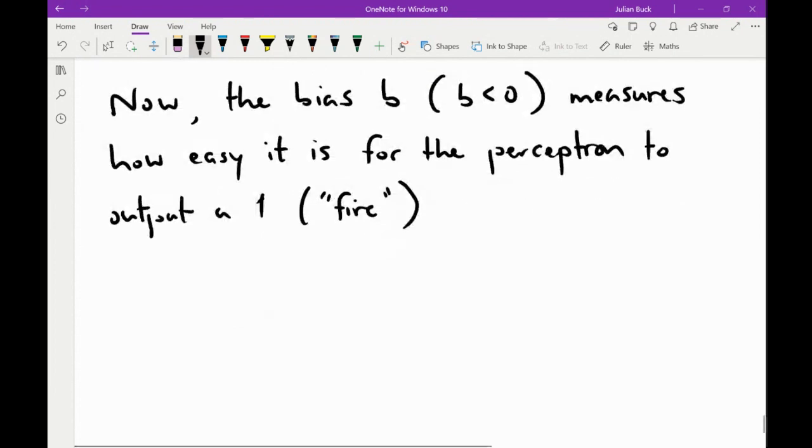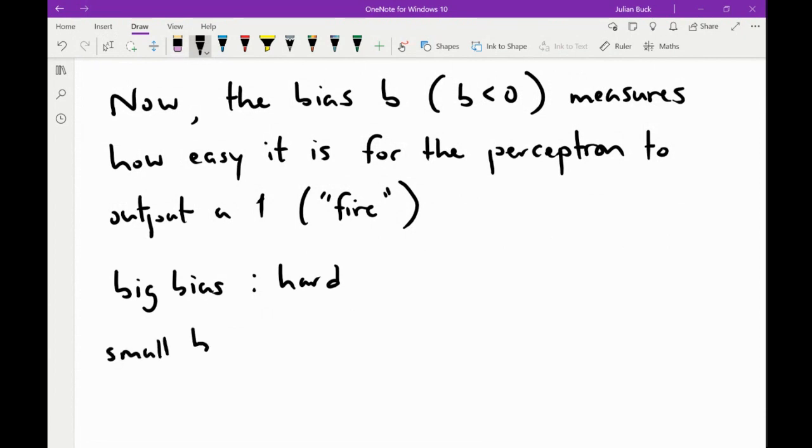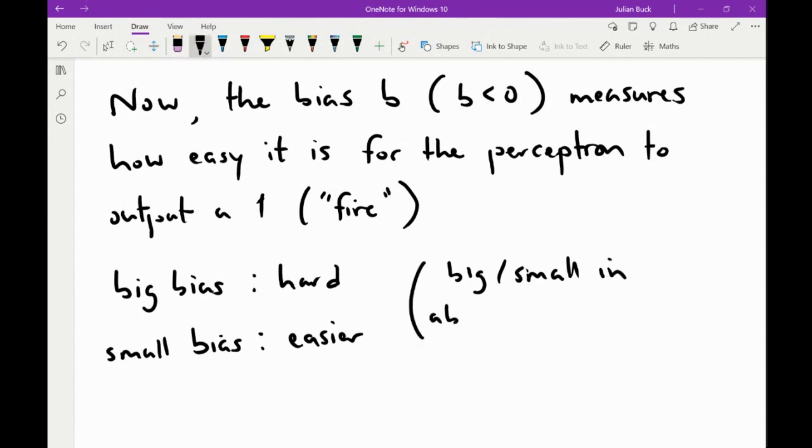So the basic idea here is that a big bias, and I'll clarify that we mean big in absolute value, so a big negative number, makes it hard to fire, and a small bias makes it easier. So big or small in absolute value, so just in size, right? We're talking about a negative number here.